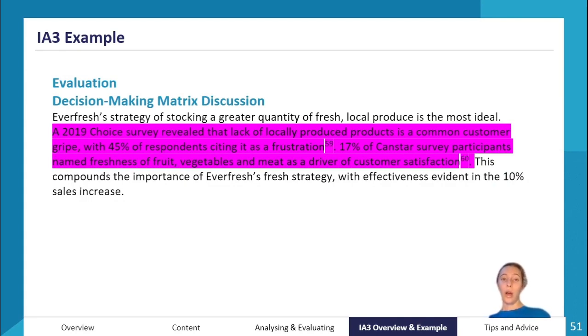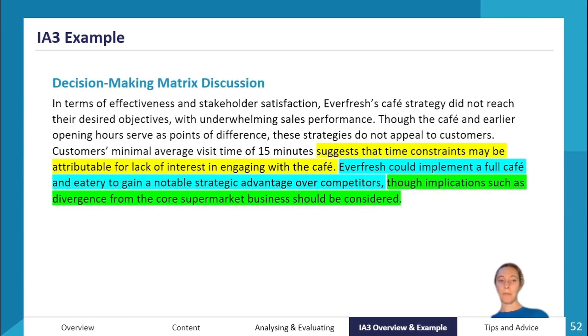Evaluation. So after you've done that table of your decision-making matrix, you also want to have a discussion section about that to further talk about the findings as well. And that is done here. And in pink, we've got using that research and those statistics to support the ideas. Everything that you say you want to try and justify, you're looking really in depth and you're doing that research to support what you're saying.